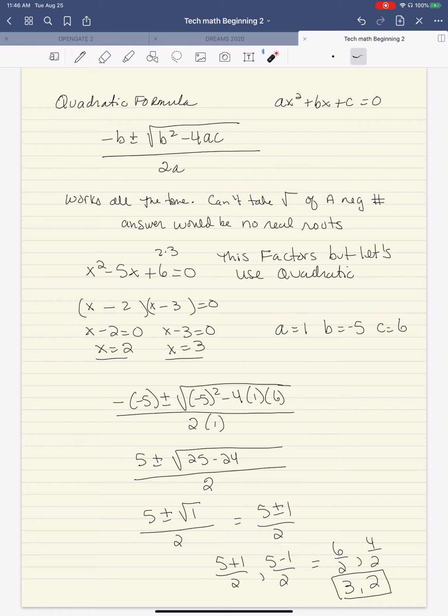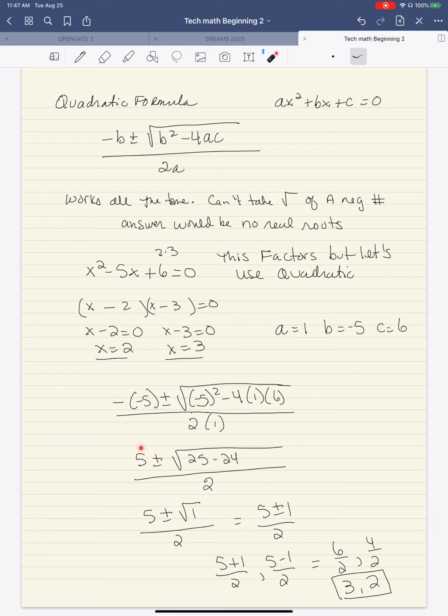All right, now plugging in. It says minus b, so it's going to be minus a minus 5. Watch the double negative on that. Plus or minus the square root of b squared. So there's my square root. B squared is minus 5 squared. Minus 4 times a times c, so 4 times 1 times 6. Everything divided by 2a, 2 times 1.